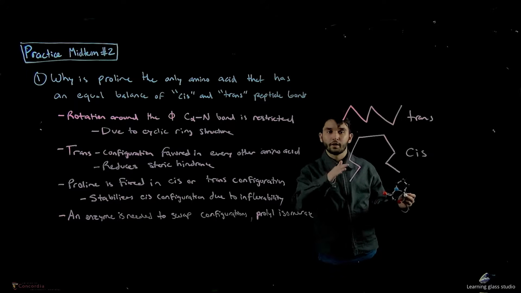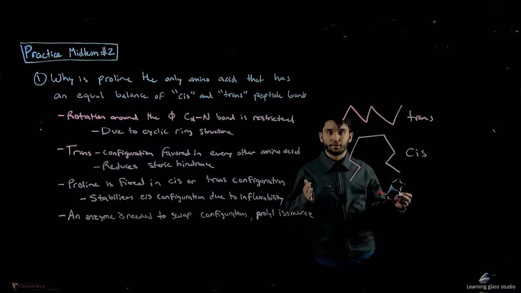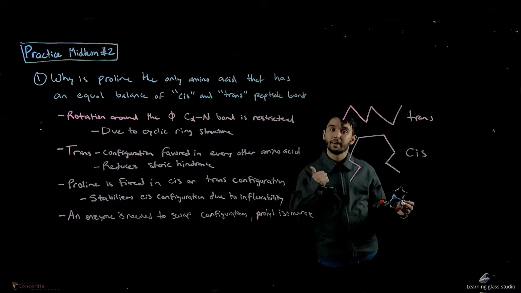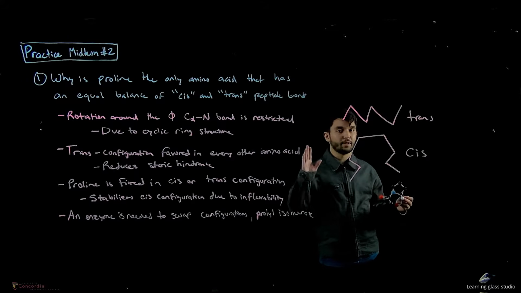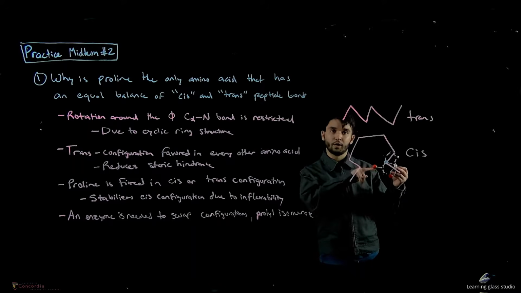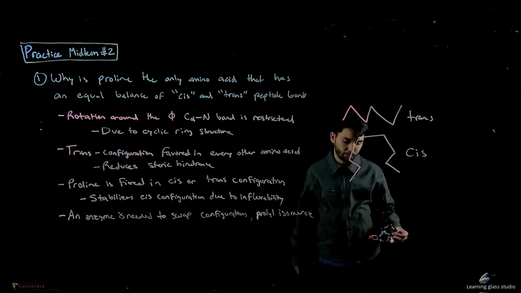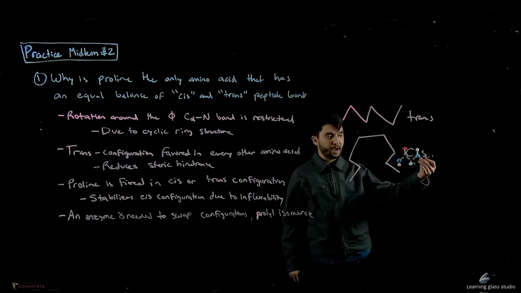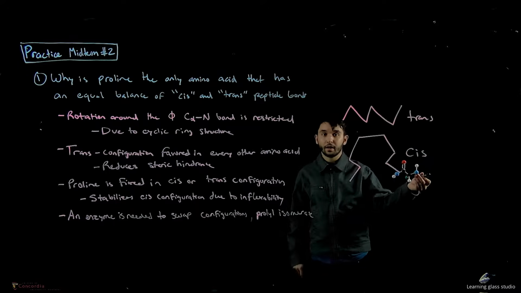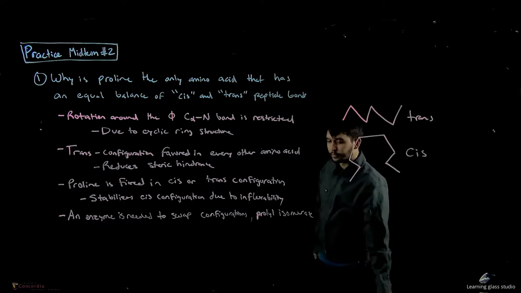This can lead to turns in the backbone, which allows for turns in the peptide structure. Normally glycine and proline are the only amino acids that can do turns. Glycine because it's small, and proline because it can form cis configurations that are inflexible and more stable, versus normally the peptide backbone, which is more of a zigzag trans configuration.